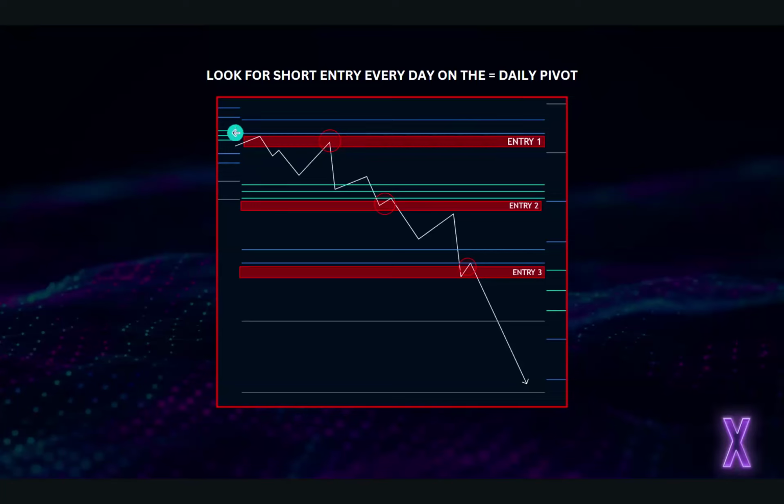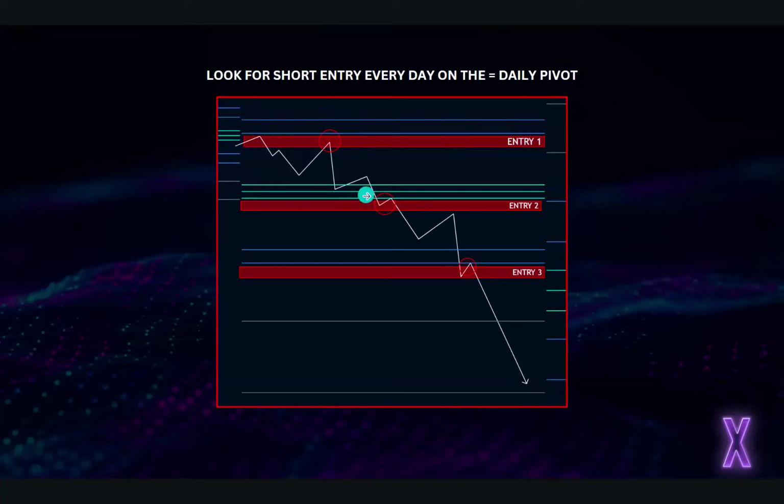So if you know the trend line, these two blue lines at the top represent the previous day high and the resistance one. So when price comes up into this zone over here, it can even come a little higher, but around this zone, this is where we're going to look to take entry number one for our shorts.